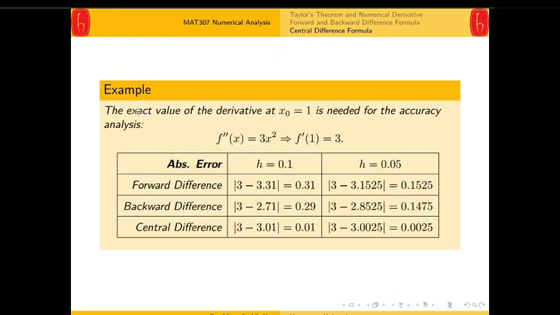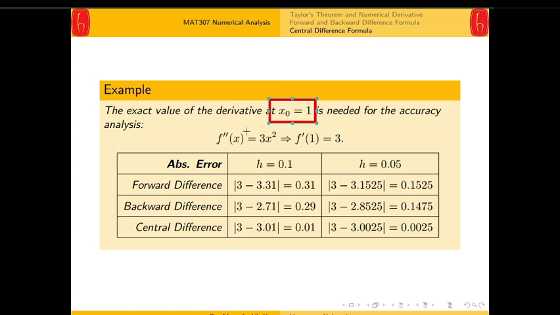Okay, so the exact value of the derivative of the function f at x naught equals 1 is needed for the accuracy analysis, because we need to compare our numerical derivatives with the exact value to see what the errors are.